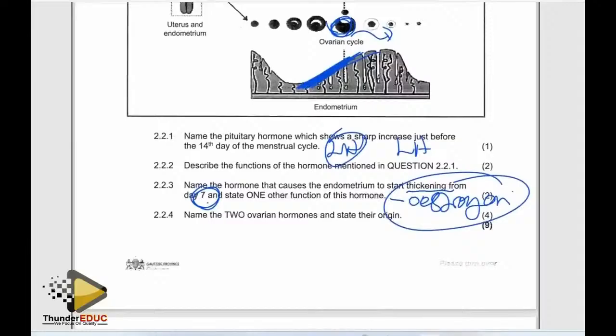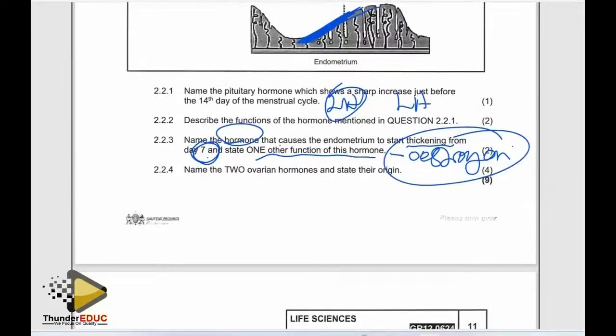So estrogen. State one other function. Name the hormone, okay, we have named it. And they're saying state one other function. You see, now I've forgotten. Just going to skip it. Yeah, because I saw Thomas say, where is the other mark coming from?